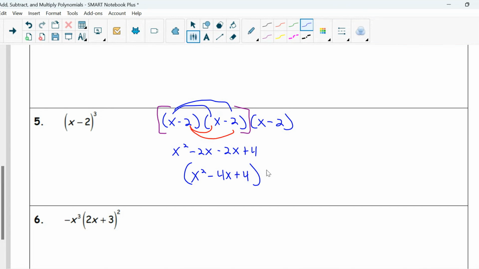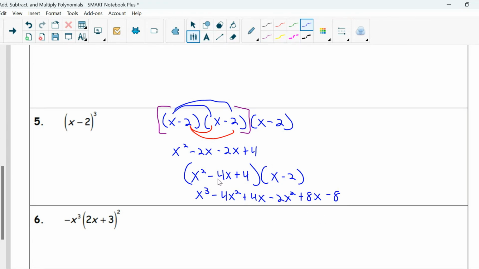And then I'm going to multiply this by my last x minus 2. Okay, I'm going to multiply this in just like I did in example number 1. So I'm going to take x times x squared, which gives me x cubed, x times negative 4x, negative 4x squared, x times 4 gives me 4x, and then I'll do the same for negative 2. So negative 2 times x squared, negative 2x squared, negative 2 times negative 4x gives me positive 8x, and then negative 2 times positive 4 gives me negative 8.